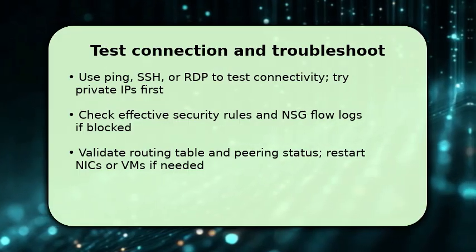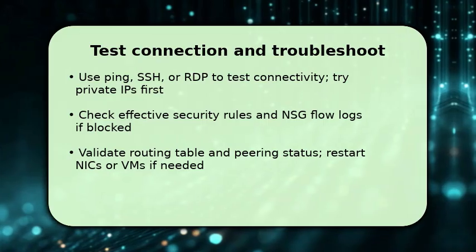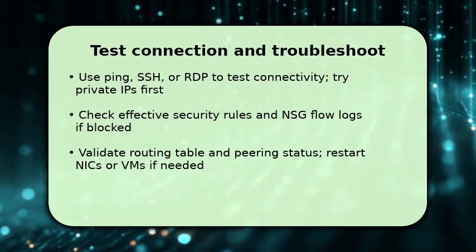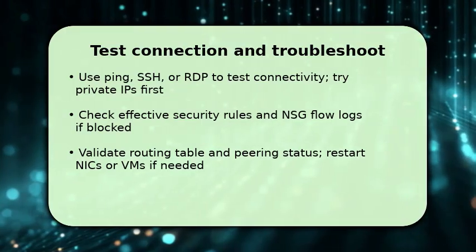If connection fails, check effective security rules on the NIC and subnet, review NSG flow logs, and confirm VNet peering is established and not disabled.